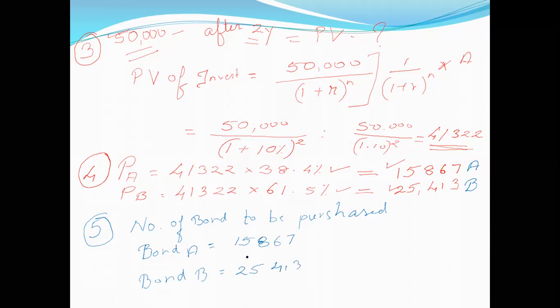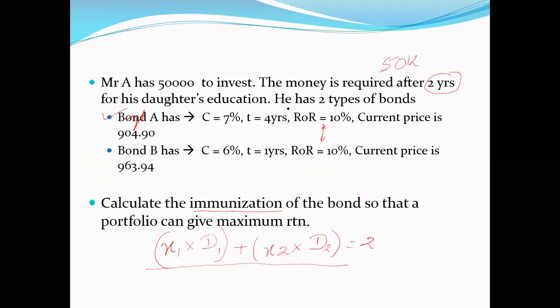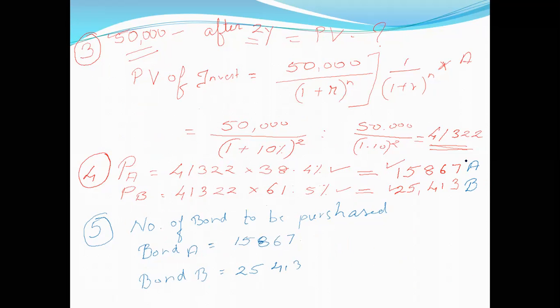If we have the money available, the total money that we are going to invest in bond A, we know that. Total money that we are going to invest in bond B, we know that. How many bonds should we buy? If you want to know that, you should divide this value by the price of the bond. What is the price of the bond given in the problem? Market price of bond A is 904 and market price of bond B is 963, right? So using these two values, we are going to divide. That will give us the number of bonds.